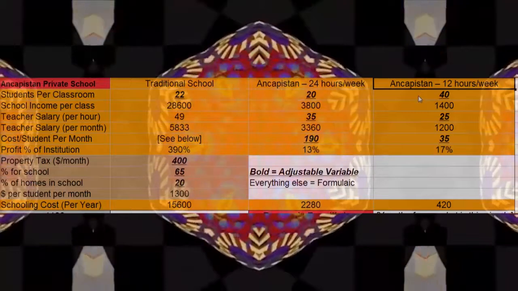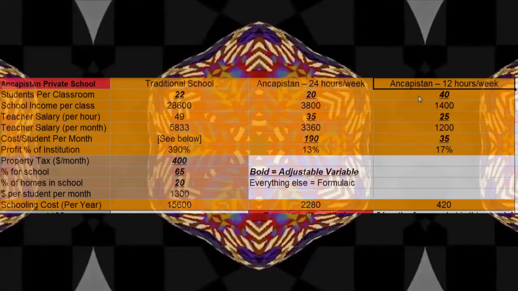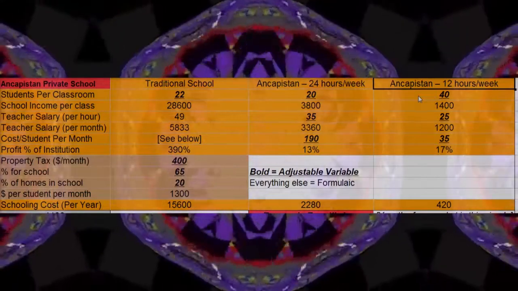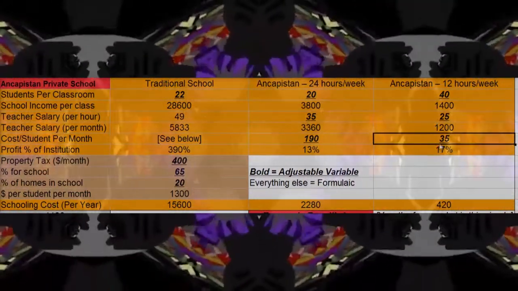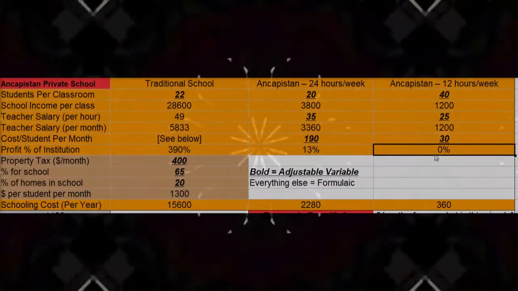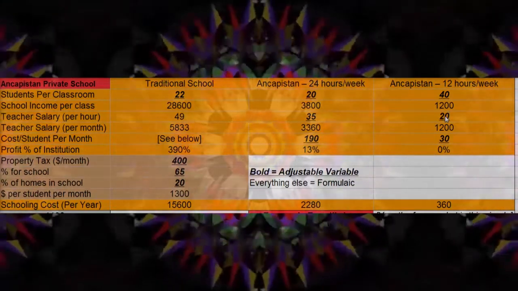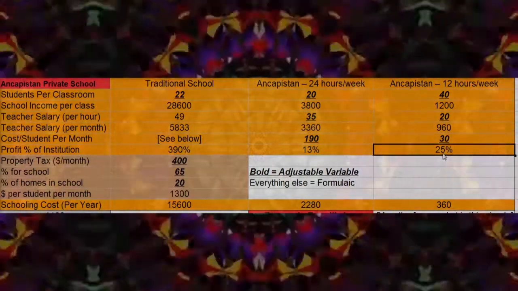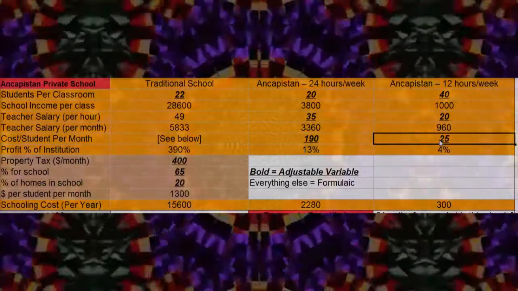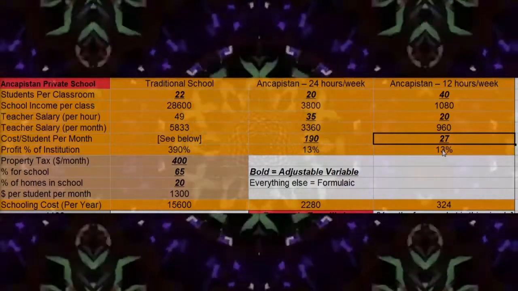In Ancapistan, there will be so many different kinds of learning, so many different kinds of scheduling, so many different kinds of teaching and teachers and ways of teaching. You could honestly bring this down to like $30 a month. Well, not quite, because we're at zero. But if, let's say, since it's Ancapistan, the teacher makes $20 an hour, now your profit is bumped up to 25%. You could get maybe like $27, $28 a month for schooling in Ancapistan.